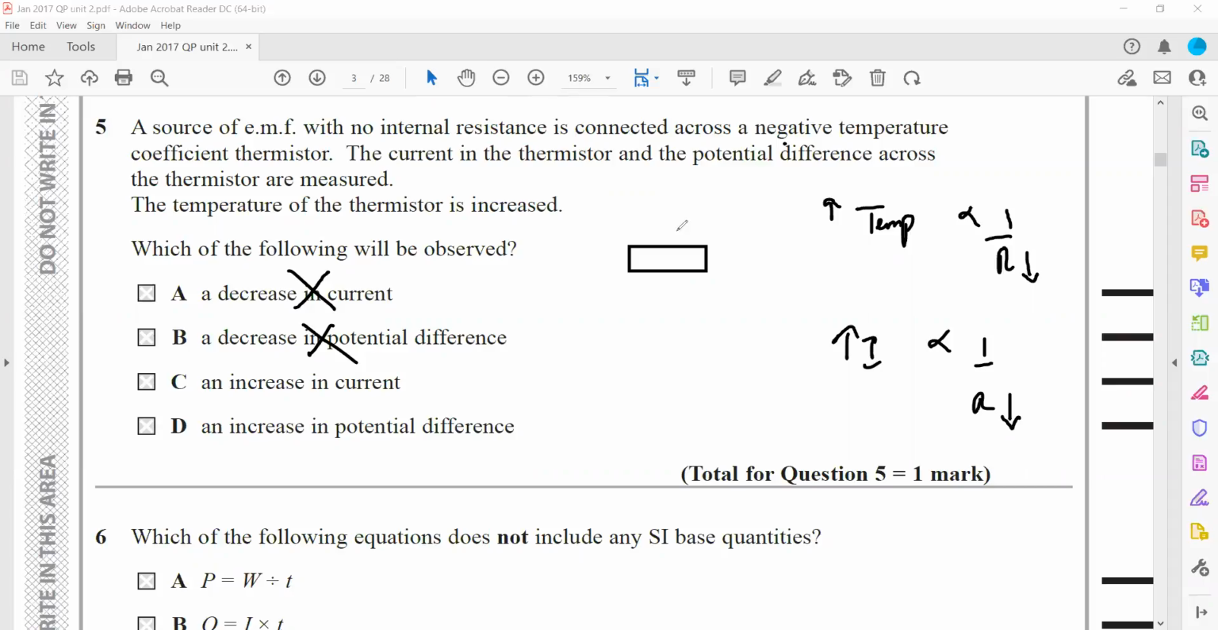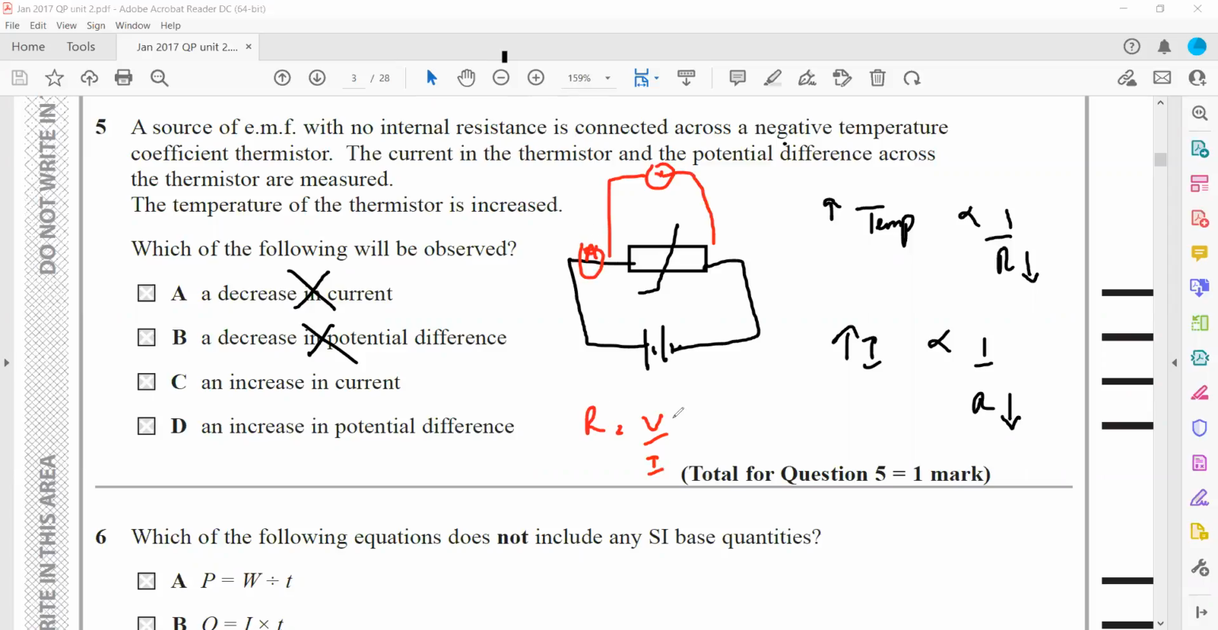If we have a thermistor connected to a battery or a cell, we connect a voltmeter and we connect an ammeter. What about the resistance? Resistance is voltage divided by current. The voltage we applied, the same voltage will be there. It does not depend on the temperature. So voltage does not change.